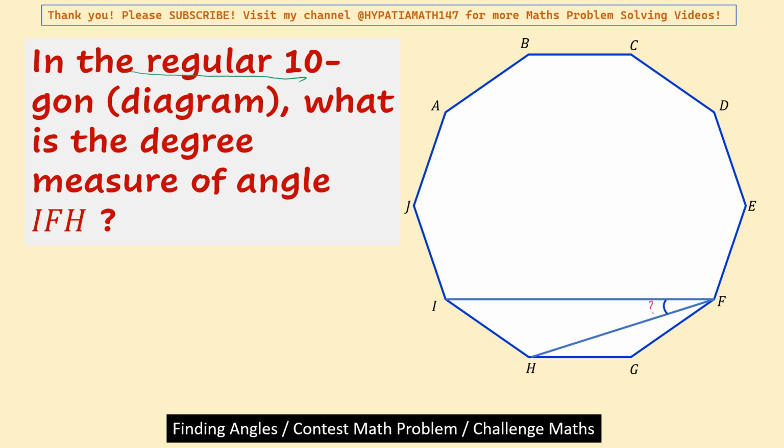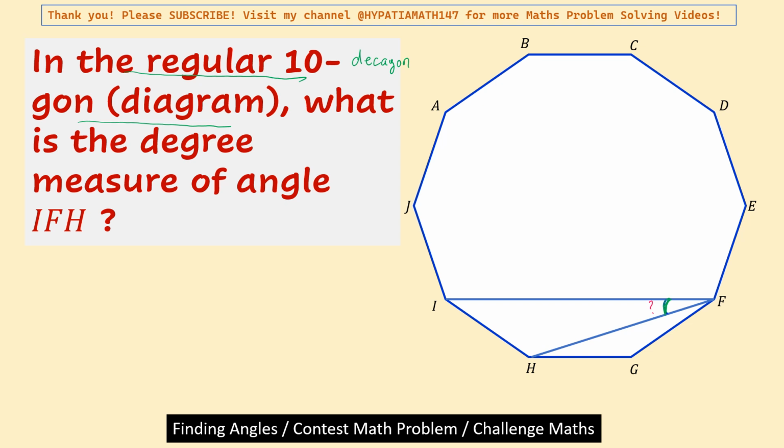In the regular ten-gon diagram, a ten-gon is also called a decagon. So if this is a decagon, what is the degree measure of angle IFH? So this is angle IFH, and we need to find angle IFH.